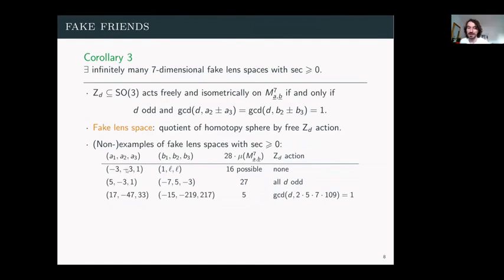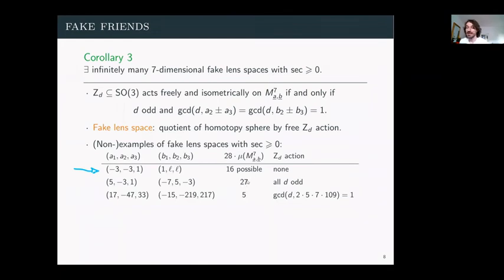So remember, the family I wrote down that contained the non-Milnor spheres in the first corollary. I told you there were 16 possible oriented diffeomorphism types in that family. And if you check these GCD conditions, it turns out that there are no free actions for these descriptions of these 16 oriented diffeomorphism types. Of course, you can describe them in infinitely many other different ways, depending on how you choose your A's and B's, and you may get actions.